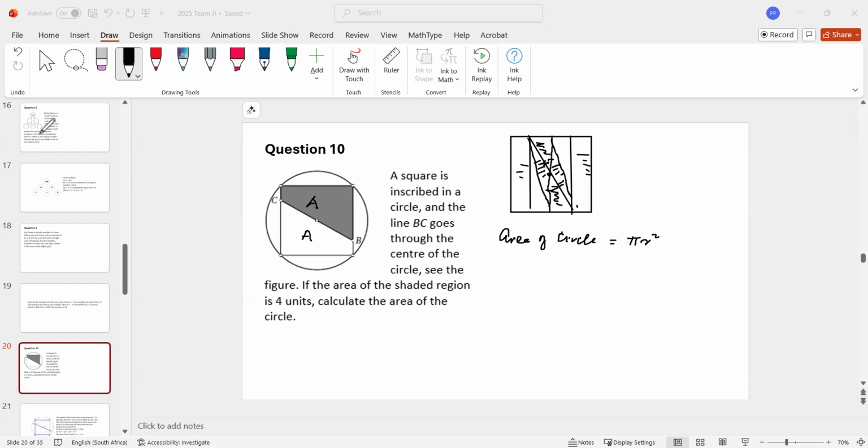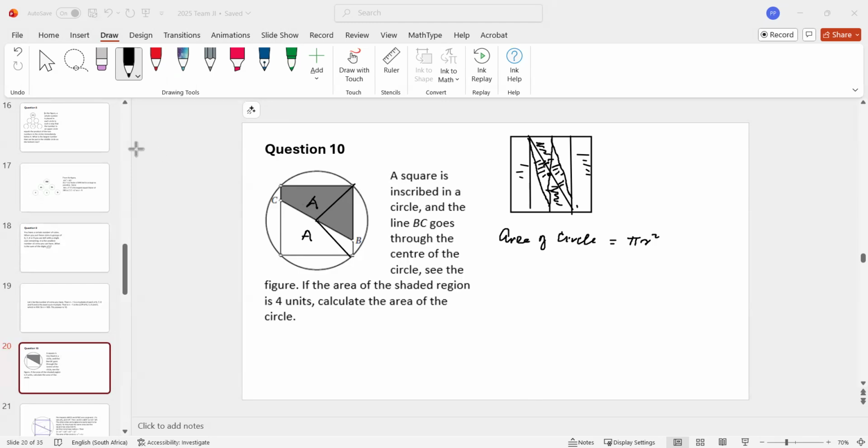And now, what is R? R is the line from the center of the circle to the boundary. So there is R. Now, if I draw two R's, you see, I want to get to the side of the circle.